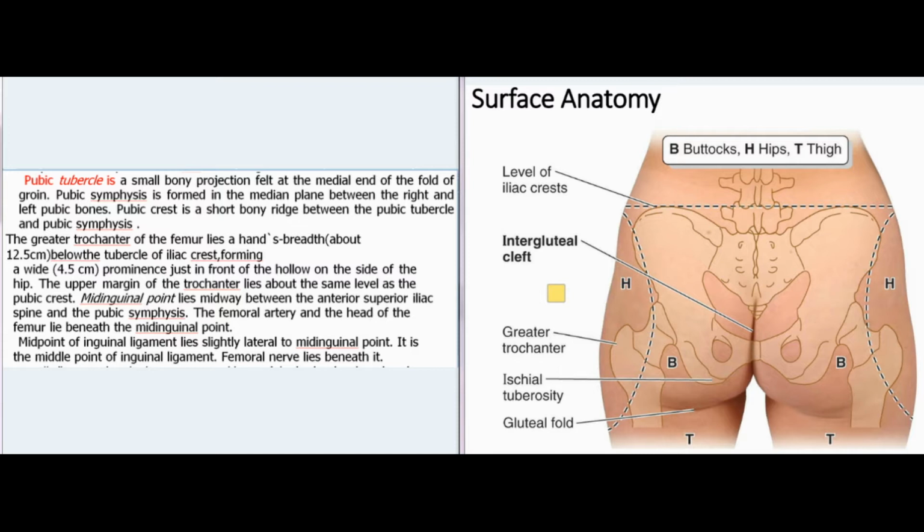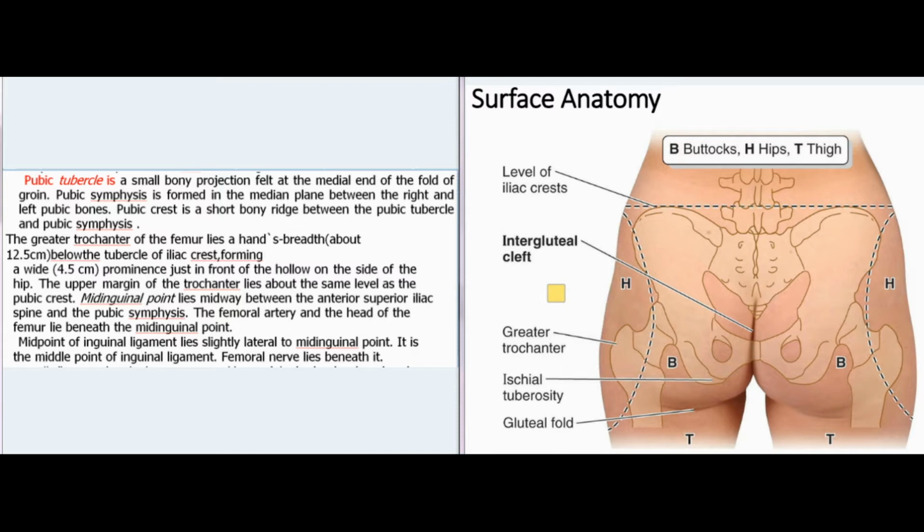The greater trochanter of the femur lies a hand's breadth, about 12.5 cm, below the tubercle of the iliac crest, forming a wide, 4.5 cm, prominence just in front of the hollow on the side of the hip. The upper margin of the trochanter lies at about the same level as the pubic crest.